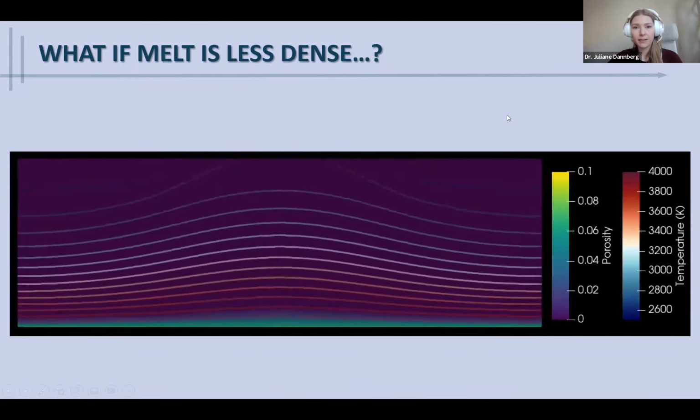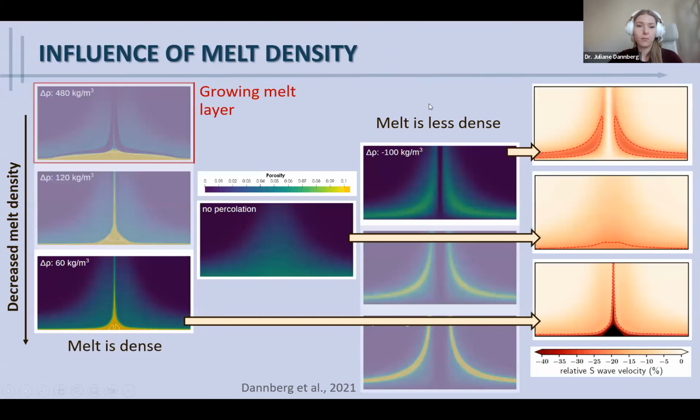And now we were asking the question, well, can any of these models that we created reproduce the seismic observations of the ULVZs? So we took these different scenarios and translated our distribution of pressure, temperature, and melt fraction in the model into S-wave velocity. That's what we see here in the column on the right. If we look at the model where melt is less dense, we can see that we have these two bands again of reduced S-wave velocity. And the amplitude of the S-wave velocity reduction can also reach the 30% that the observations indicate.